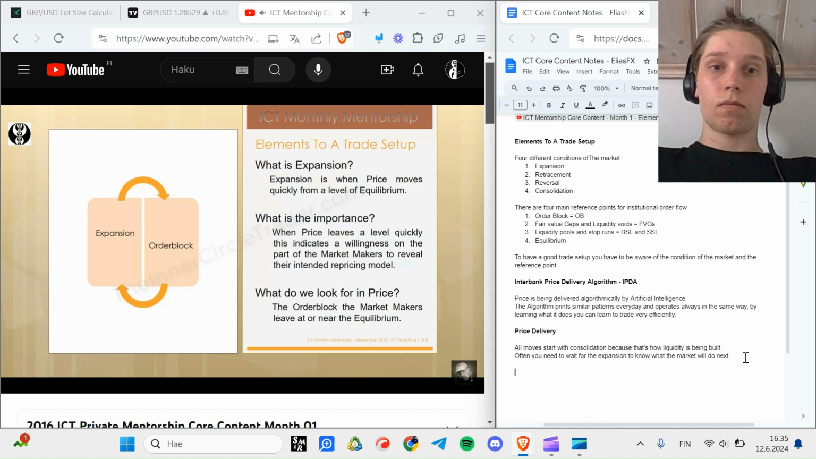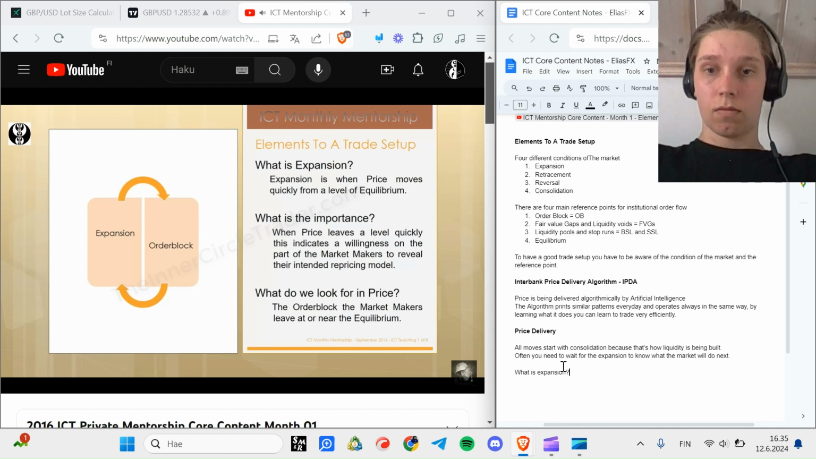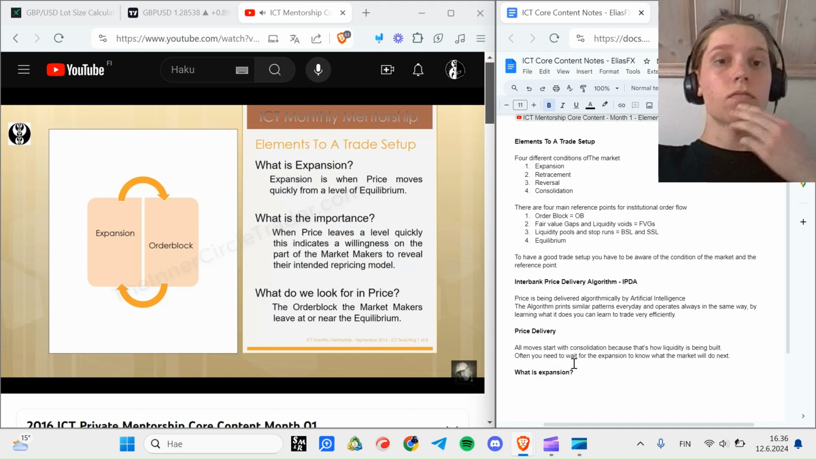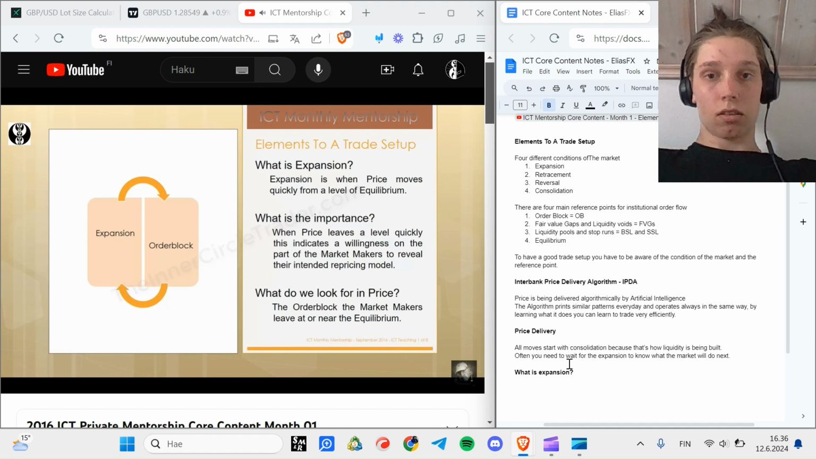Now, what's the importance of knowing expansion? Well, when price leaves a level quickly, this indicates a willingness on the part of the market makers to reveal their intended repricing model. Now, what does that mean? Well, if we're in a consolidation, okay, or a point of equilibrium, if price were to move up quickly, that would give us an indication of looking for a bullish order block. We don't want to chase price. We're going to wait for price to come back down into the order block.